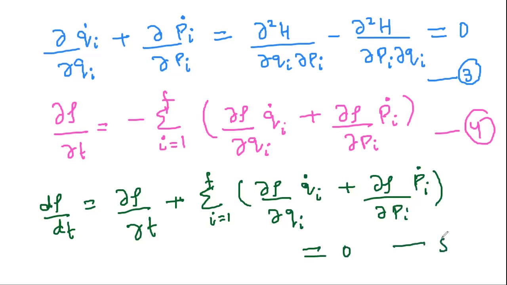We named this equation as equation 5. d rho by dt is equal to dou rho by dou t plus summation i equal to 1 to f of dou rho by dou qi times qi dot plus dou rho by dou pi times pi dot. And this is another form or version of Liouville's theorem, which gives us the rate of change of rho if one moves along in phase space with the point representing a system. Then we wrote another equation. Let me move to that.